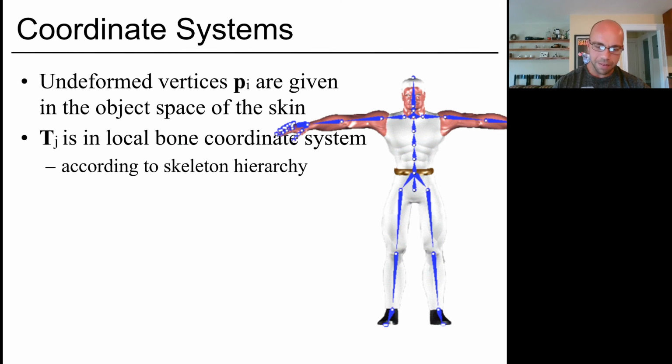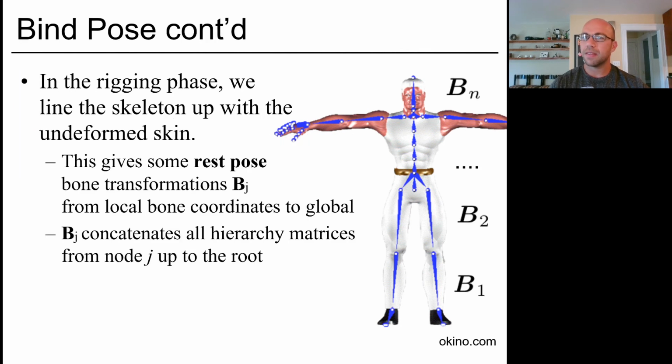And here's how. Our undeformed vertices are in the object space of the skin, just the 3D model that I modeled that is completely unaware of what I'm about to do with it deformation-wise. But the Tj is in some local bone coordinate system, right? That is specified in the hierarchy of the skeleton. I'd encourage you to revisit the previous lecture for how to think about that. So we need one more piece of information for SSD to really make sense, and that is basically what you get out of rigging.